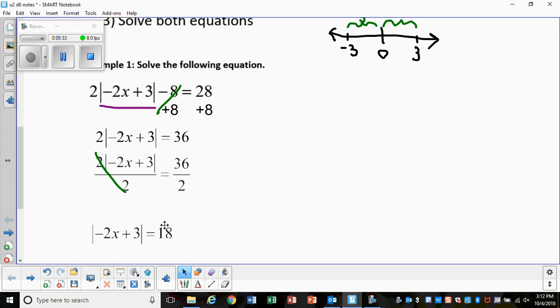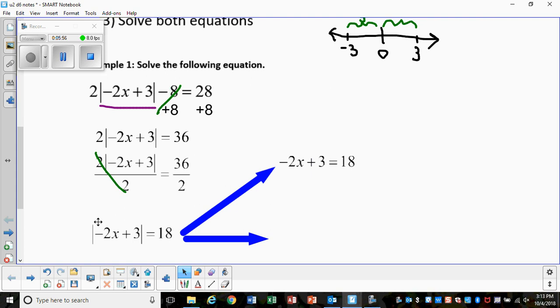So this is where we have to split it. Now that the absolute value is the only thing on this side, we're going to create two equations. One equation is we just take what's in the absolute value and set it equal to 18. So negative 2x plus 3 equals 18, because we could say the absolute value of 18 is 18. Over here, we're going to do the opposite, because the other thing that could have the absolute value of 18 would be negative 18, the negative number. So we take what's in the absolute value and set it equal to negative 18.